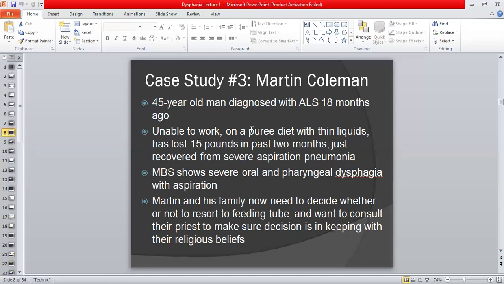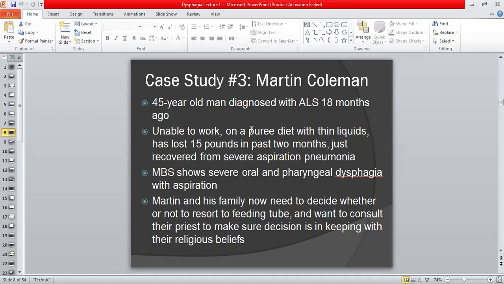One more word for you, MBS, modified barium swallow. Now, this is one instrumental evaluation that we were talking about. So MBS is one way of assessing what's happening to the food. And this can actually indicate where the swallowing problem is. Is it a problem in the oral cavity? Is it the problem in the pharyngeal cavity? Or is it a problem of esophageal region? So we need to understand that MBS is again one instrumental way where we can study this.